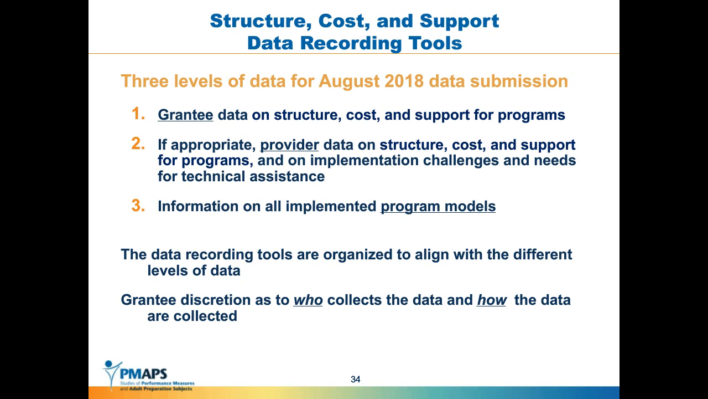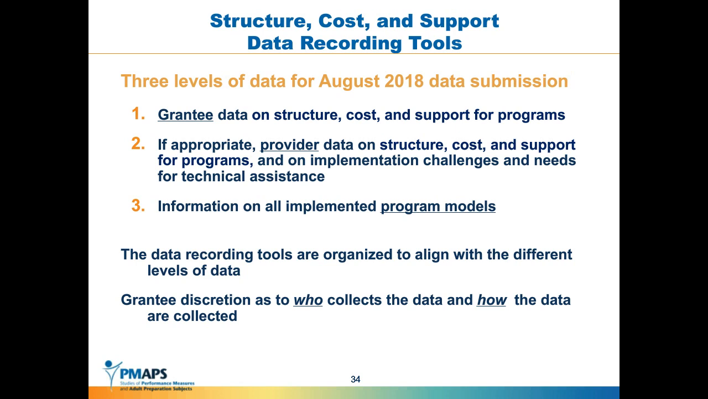Remember that there are three levels of data for the August 2018 data submission for the measures of structure, cost, and support. There's measures at the grantee level, such as prep funding and grantee staff, measures at the provider level, such as staffing and training of facilitators, as well as implementation challenges and needs for technical assistance, and measures at the program model level, such as target populations and measures related to the adulthood preparation subjects. The two optional data recording tools that we have created are organized to align with these three different levels of data.